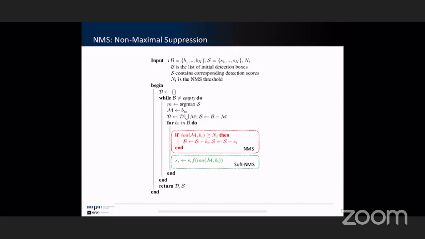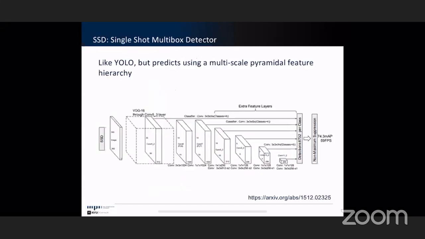So we take the most confident box and call it small m. And we also get its confidence and call it capital M. We then add this box to our output set, right? Because this was the most confident one. And we also remove it from our original set B. Then we find the IOU between this box and every other box, and if the IOU is greater than this N subscript t, then we also remove it from our set B. Similarly, we also remove its corresponding score. Let's not worry about soft NMS. People interested can look up soft NMS, but this is basic NMS, right?